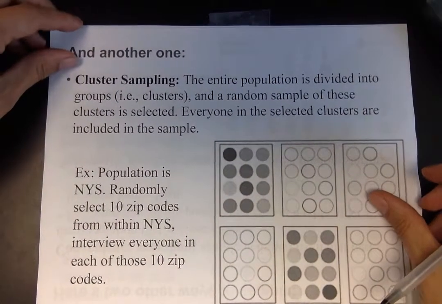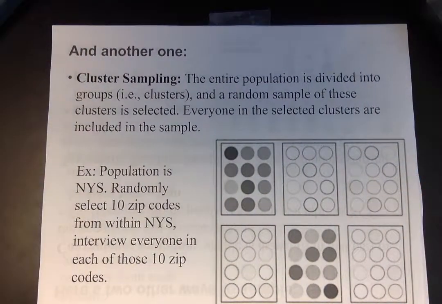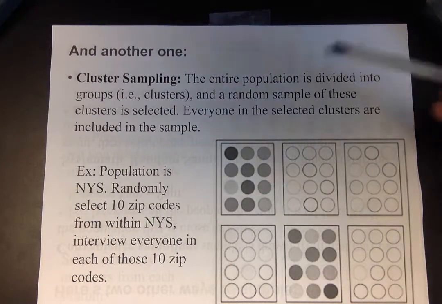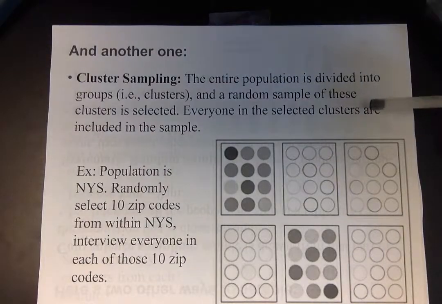Another one that starts to get a little bit more complicated is cluster sampling. So this is when we're going to divide the entire population into groups, and we'll call those groups clusters. And then a random sample of these clusters is selected. And then everyone in the selected clusters is in the sample. So here's a little picture of what a cluster sample would be like.